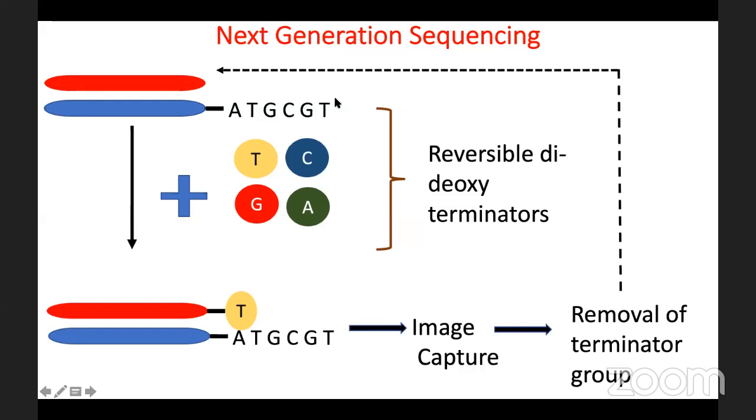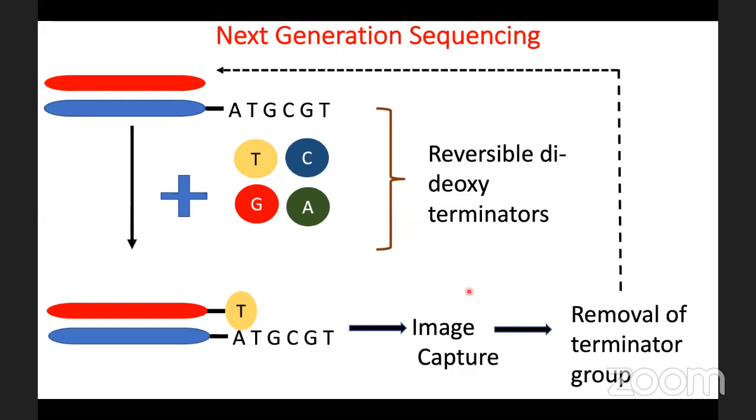So you see this example. I'll point it here. It is ATGCT. This is your primer. In the strand that is being synthesized, taking information from a template strand, T will be incorporated. T is yellow in color, so the image capturing machines will immediately capture the color. If they capture a yellow color, it means that the sequence is T.